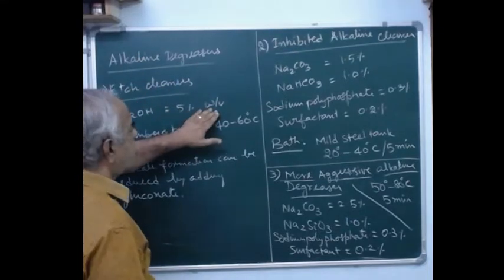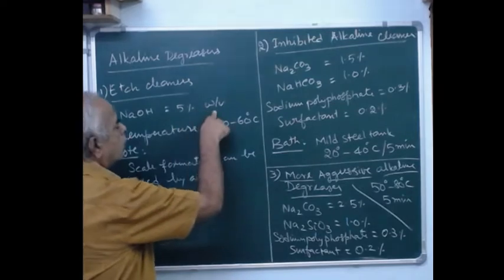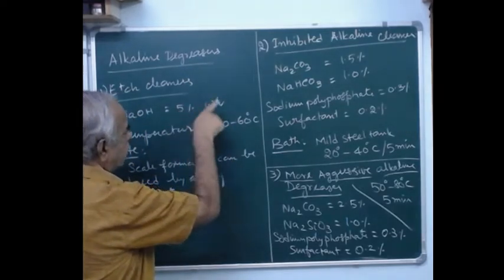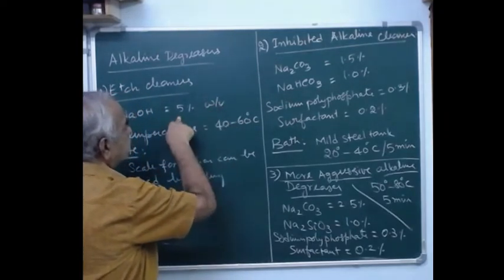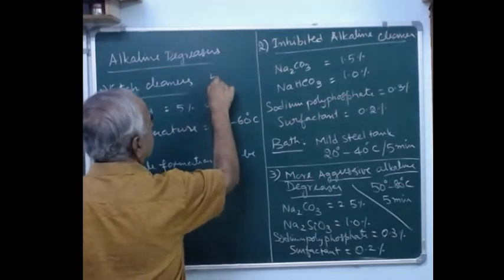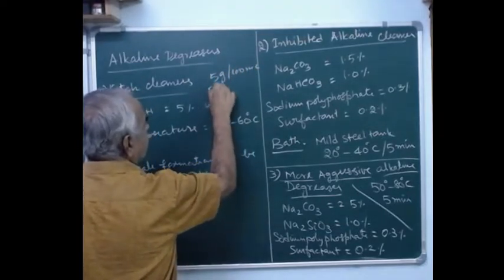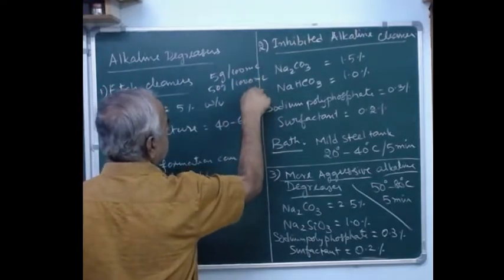So this is called weight per volume percentage. Suppose if you have 100 liters, it should contain 5 kg. Likewise you have to calculate. So 5% means for 100 how much? 5 gram for 100 ml, 50 gram for 1000 ml. 1000 ml means 1 liter.